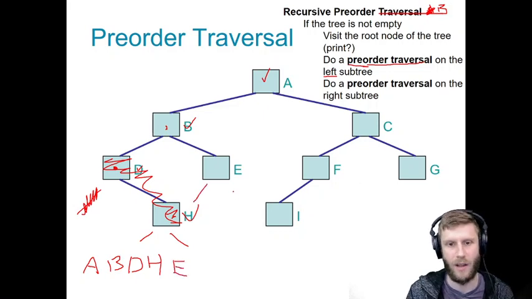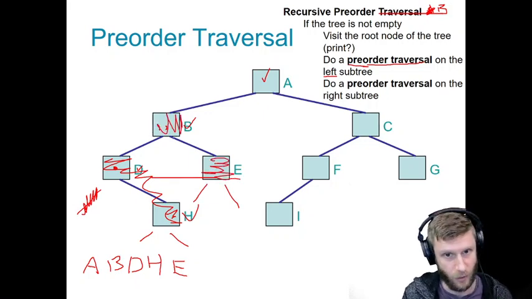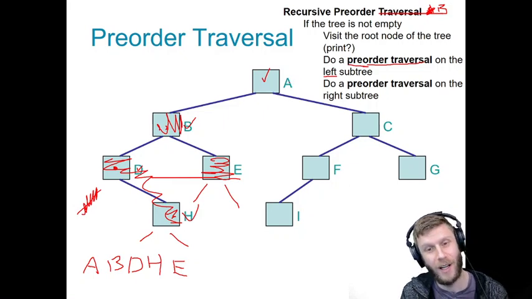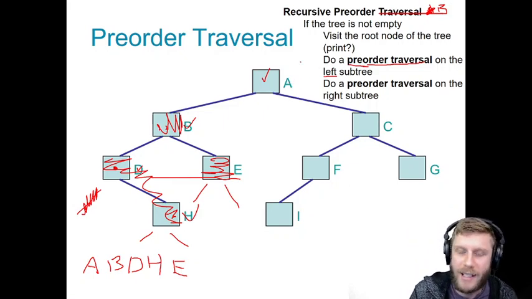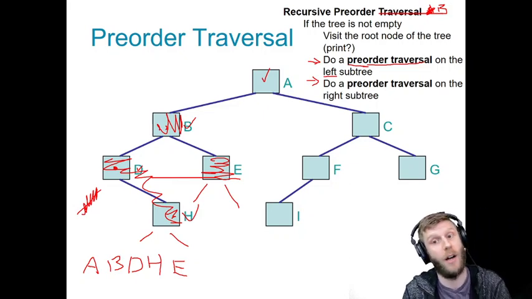We go to the left, nothing there. Go to the right, nothing there. We're done with E. We're done with B now because we finished the right traversal. Now we're back at A. We're at A and we just finished this line, and now we need to do this line. So with A, do the pre-order on the right subtree.